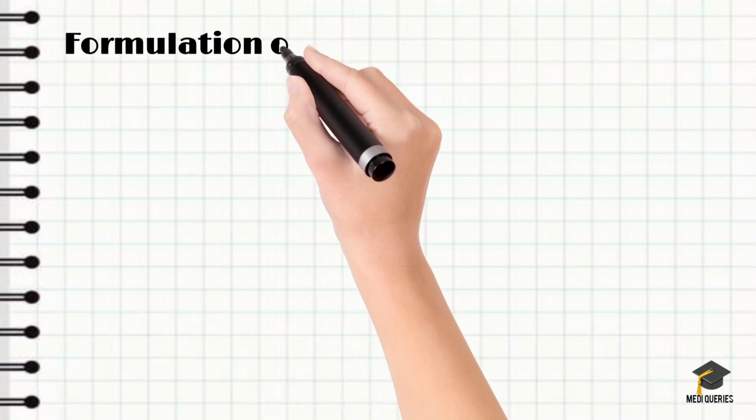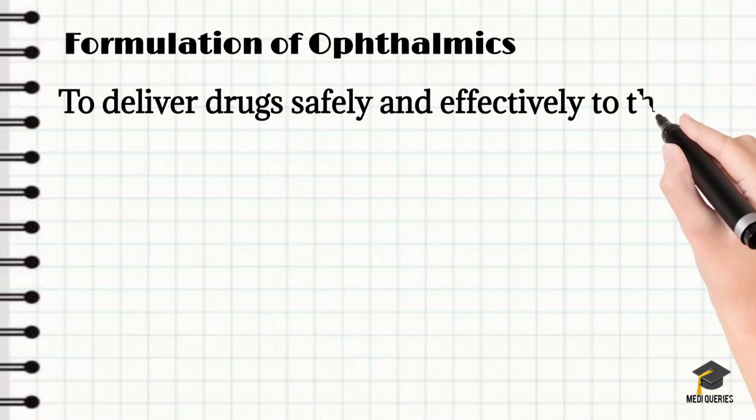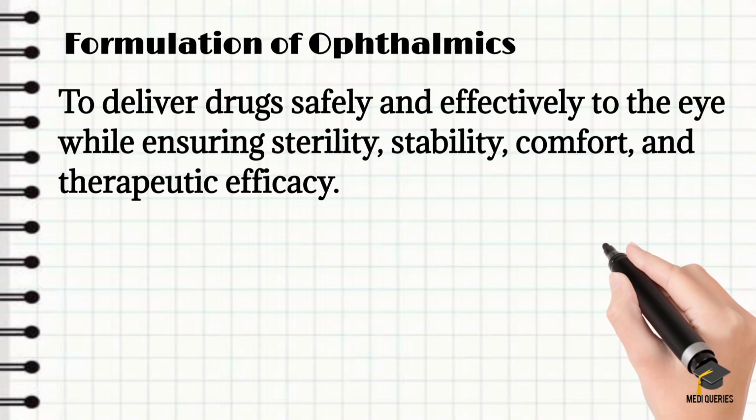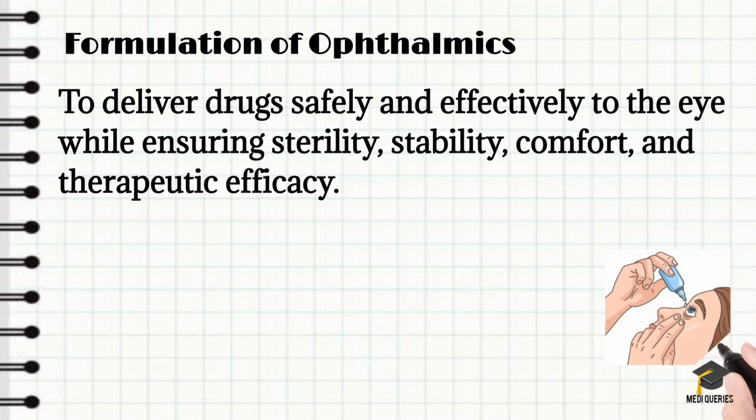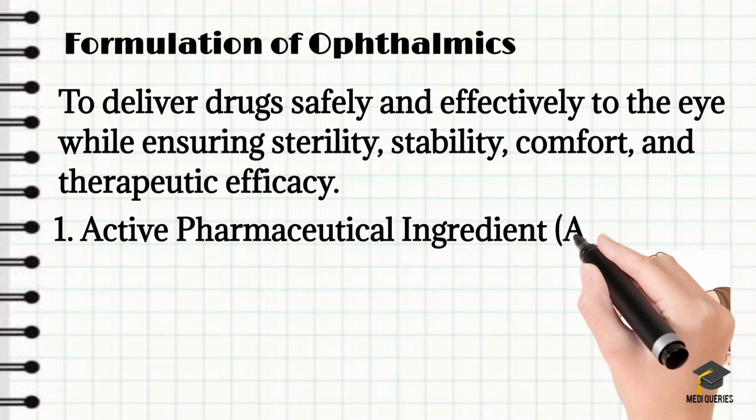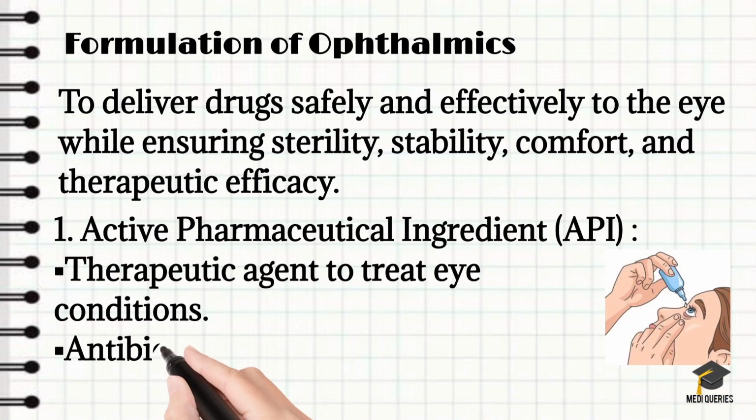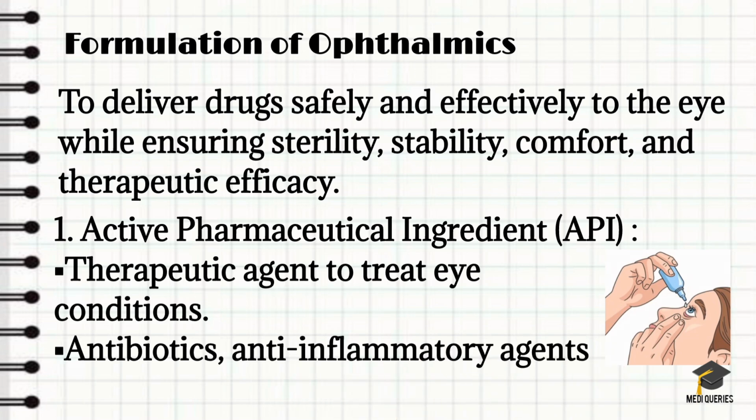And the next one is the formulation of ophthalmic preparations. As already told, ophthalmic preparations are sterile dosage forms which are intended for use in the eye, such as eye drops, ointments, and gels. The formulation is carefully designed to ensure sterility, isotonicity, appropriate pH, comfort, stability, and effectiveness. In order to achieve all these factors, we need to use many kinds of ingredients.